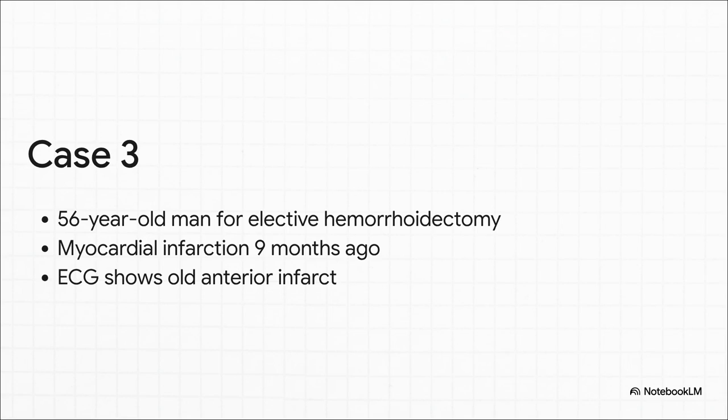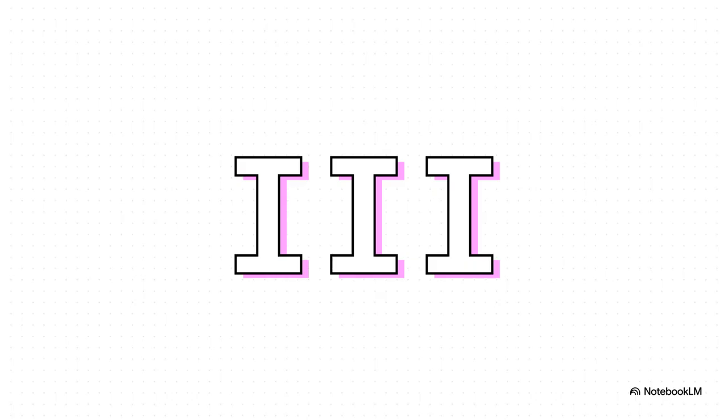Okay, last case. The clue here, the big one, is the timing of his MI. It was 9 months ago. So what's the right call? He's an ASA 3. And why? It all comes back to that critical time-based rule we talked about.